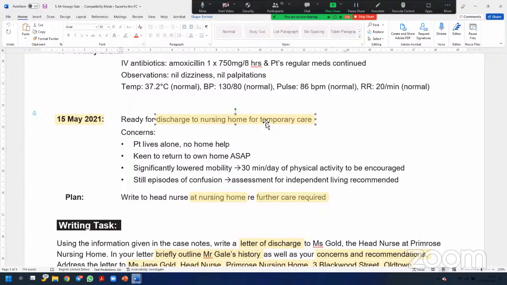Okay. Next one. Afterwards, she can be returned home as soon as possible. That is a different thing. Now write small sentences. Don't try to write big sentences. Try to write small sentences. Discharge to your facility.